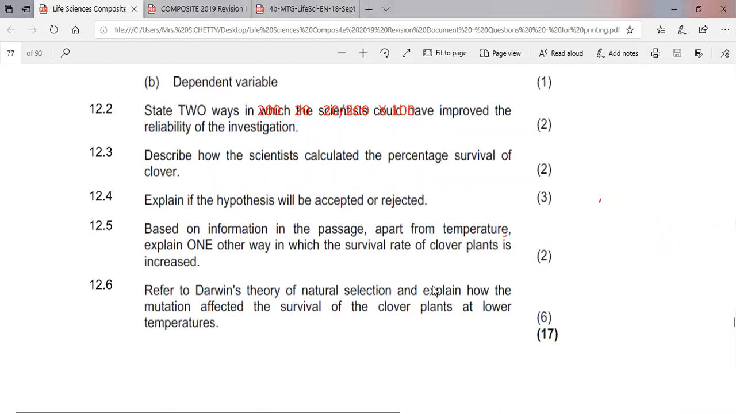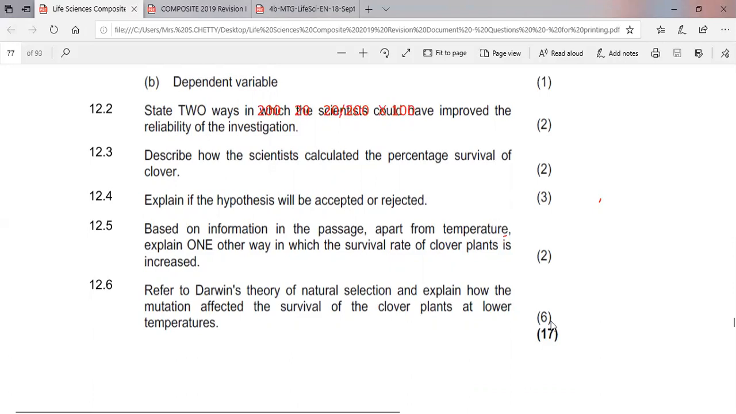Refer to Darwin's theory of natural selection and explain how the mutation affected the survival of clover plants at lower temperatures. There we go. So the change in the environment would be that mutation that occurred, isn't that so? And the mutation would allow, what happens? At lower temperatures, you would find that those clover plants would release their toxins to the other tissues, causing them to die, isn't that so? Causing those plants not to survive at lower temperatures.